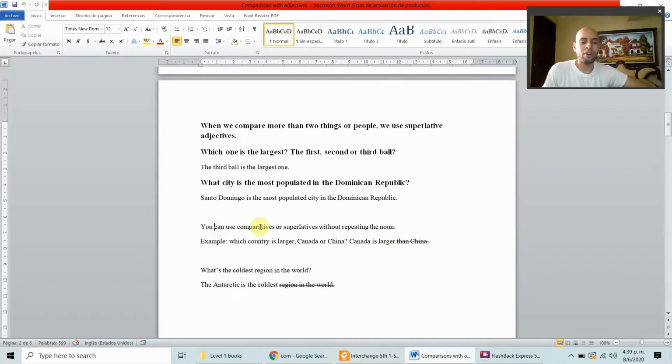You can use comparatives or superlatives without repeating the noun. I don't have to repeat the noun when I say the response. For example, which country is larger, Canada or China? Canada is larger. I could say then China if I wish, but it's okay if I also say Canada is larger. I don't have to mention then China because people already know that you're talking about that.